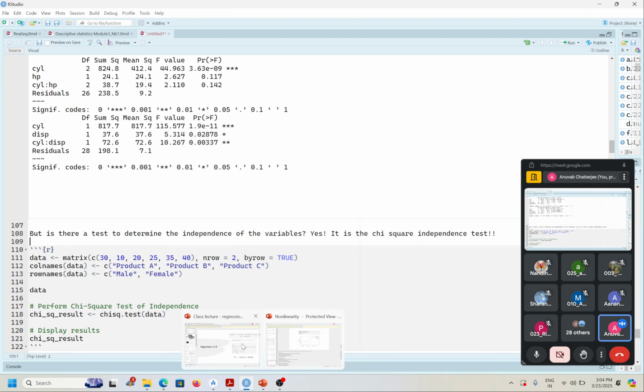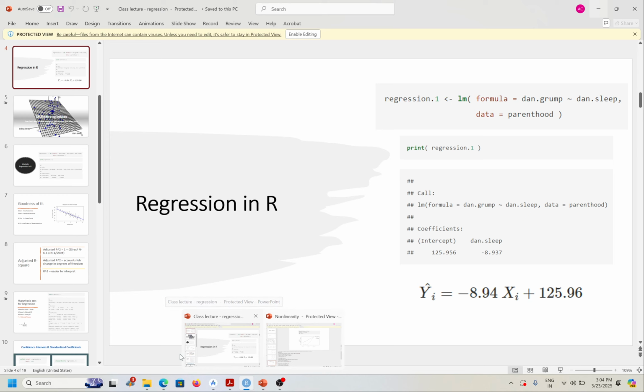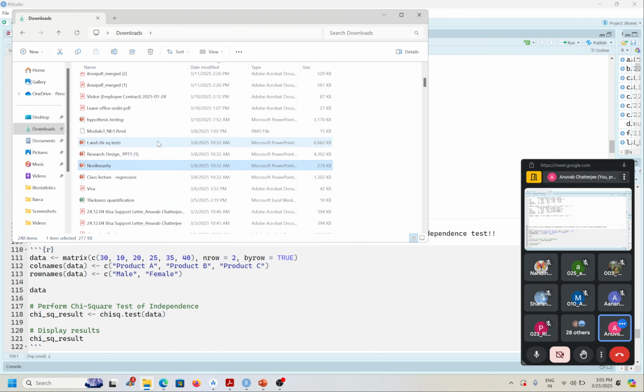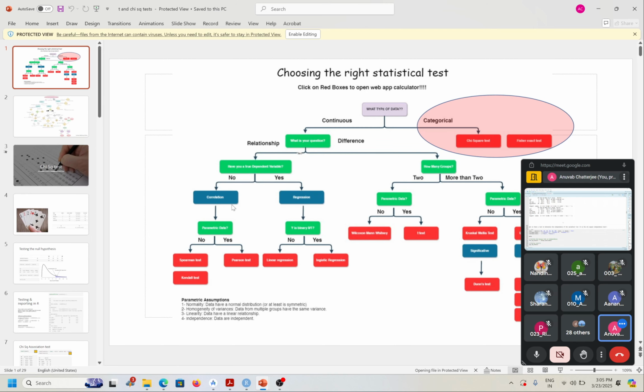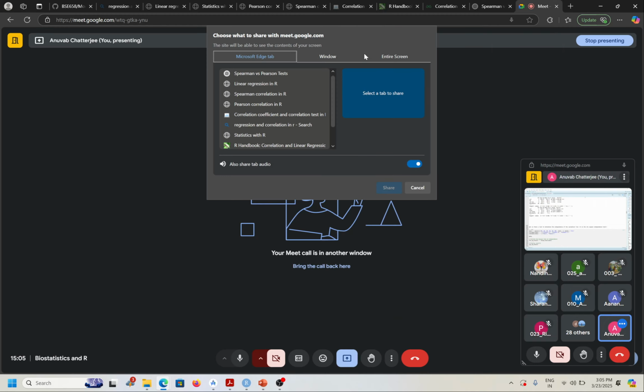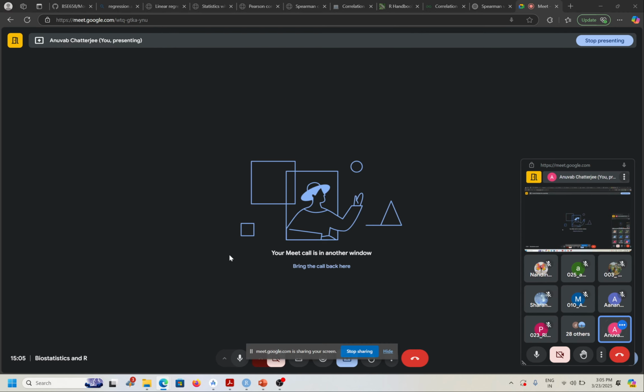Okay, so going back, yeah, you can't see my screen, I guess. I'll display my entire screen.